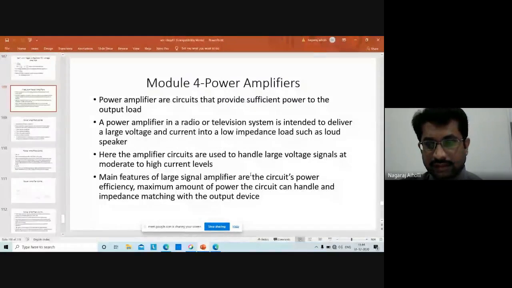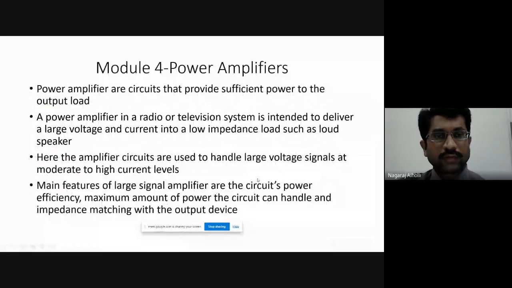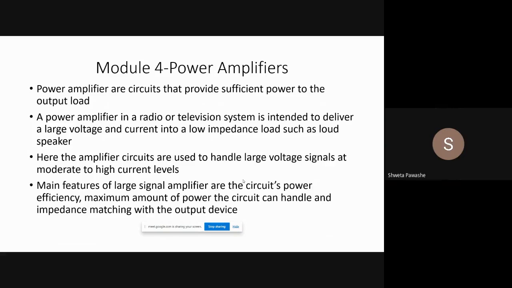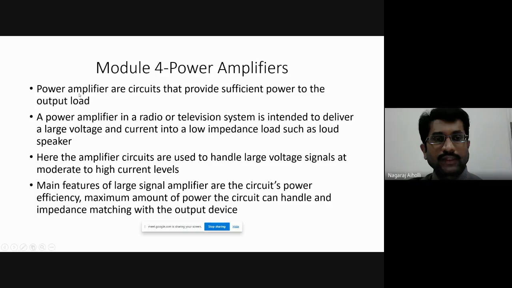In the last class, I was just about to begin with module 4, right? So this module 4 is all about the power amplifiers. Now, what are these power amplifiers? Are you able to see the screen, students? Screen is visible? Yes, sir. Okay. Now, the name amplifier, what is amplifier? I told in the last class.